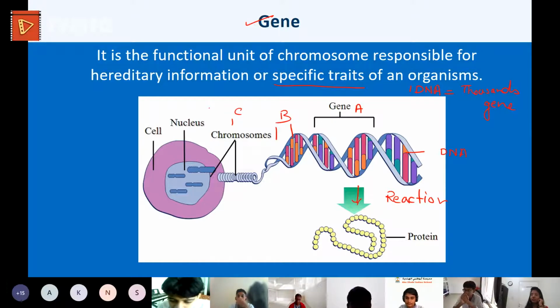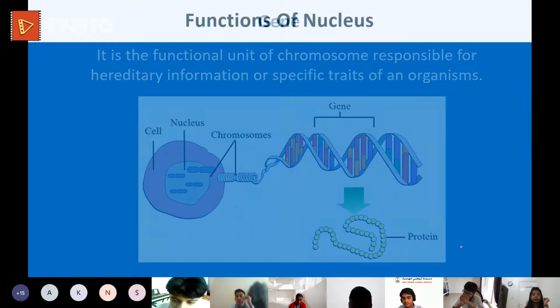How? Because genes make a special kind of protein which controls the reaction, and those proteins are called enzymes. So how does a gene control the trait of our body? Because it makes a protein. The part of DNA, the gene, makes a protein which controls the reaction of the body.